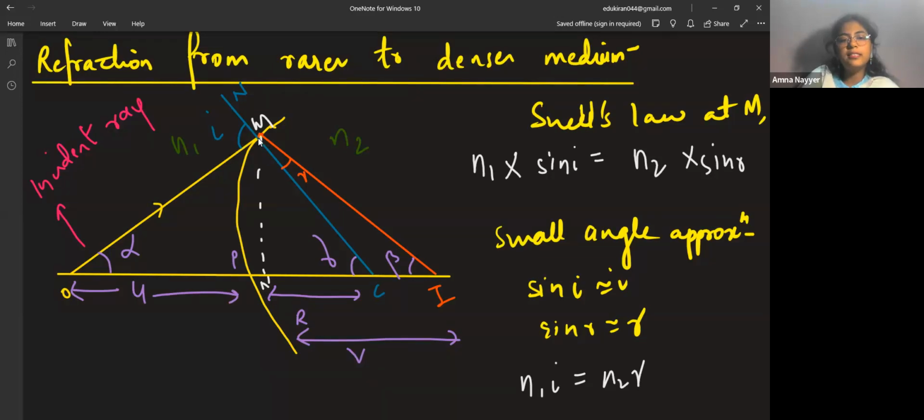Now if you look at this bigger triangle, can you see I is the exterior angle for this triangle MOC? I is the exterior angle. There is the exterior angle property which you must have done in your 10th standard, which says that the exterior angle of a triangle is the sum of the opposite angles. Do you remember? Is it true or false? What am I saying?